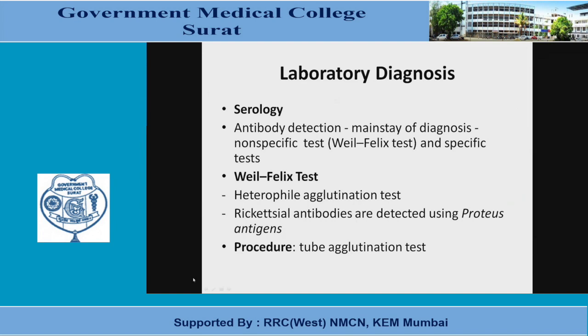Here the procedure is done by the tube agglutination test. It is a heterophile agglutination test. There is sharing of a common antigen by Rickettsia and Proteus. These are two separate groups of bacteria in separate families, but this antigen is the same. Rickettsia is not commonly isolated or cultured, so Proteus can be used for development of the test.